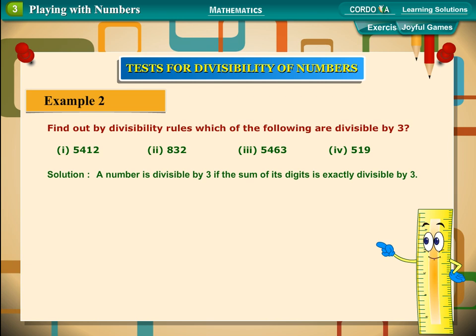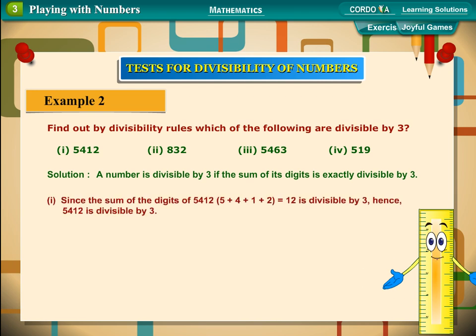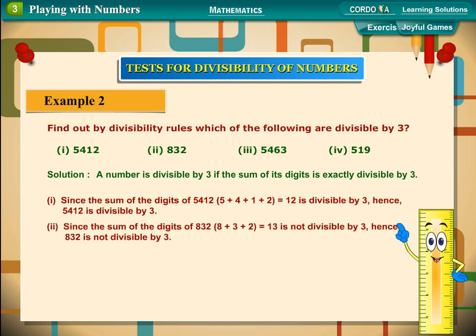A number is divisible by 3 if the sum of its digits is exactly divisible by 3. Since the sum of the digits of 5412, 5 plus 4 plus 1 plus 2, is equal to 12, which is divisible by 3, hence 5412 is divisible by 3. Since the sum of the digits of 832, 8 plus 3 plus 2, is equal to 13, which is not divisible by 3, hence 832 is not divisible by 3.